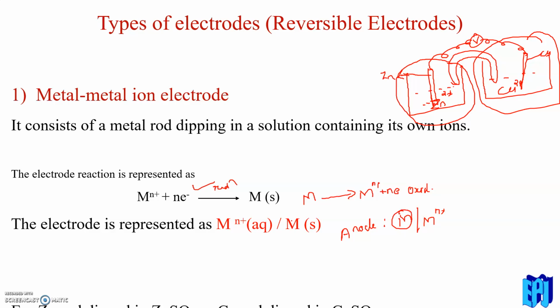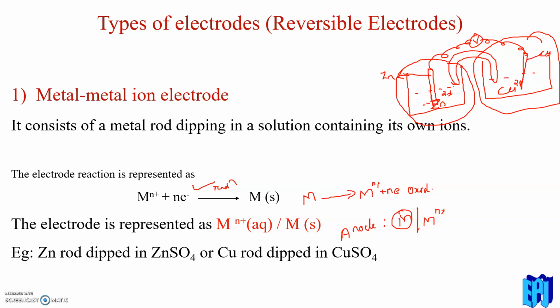Let us discuss the examples. A zinc rod dipped in zinc sulfate is an example of a metal ion electrode. A copper rod dipped in copper sulfate is another example of a metal ion electrode. Okay, that is about the first electrode.